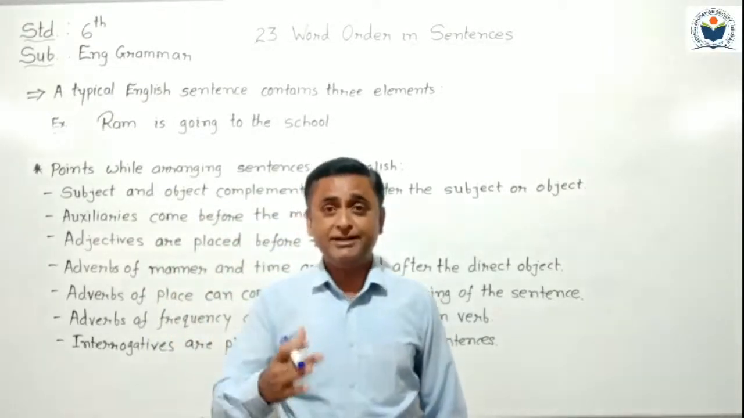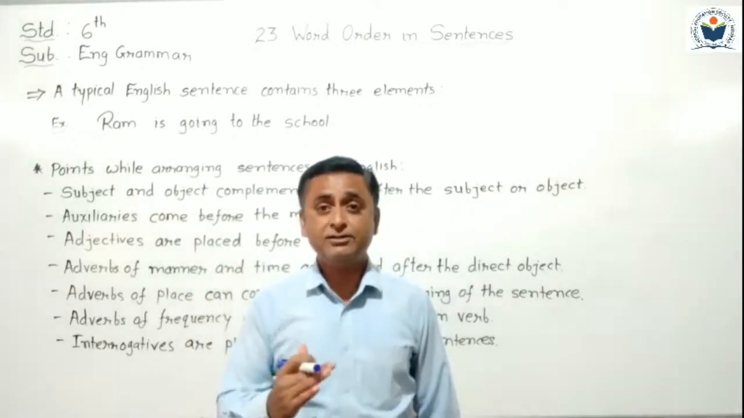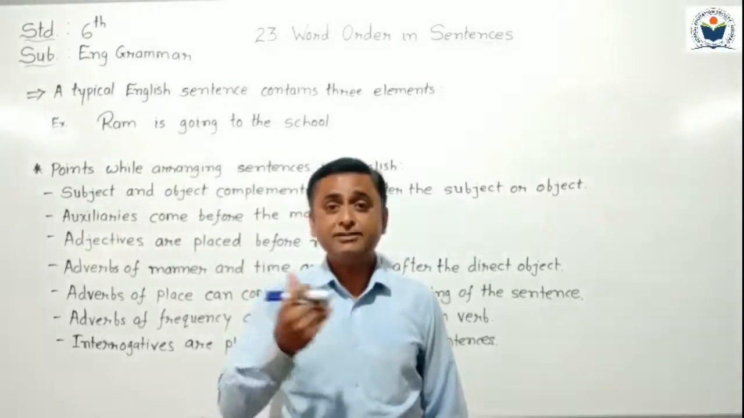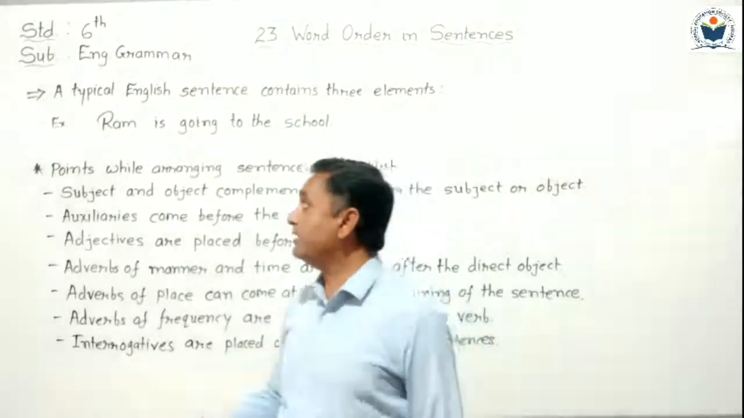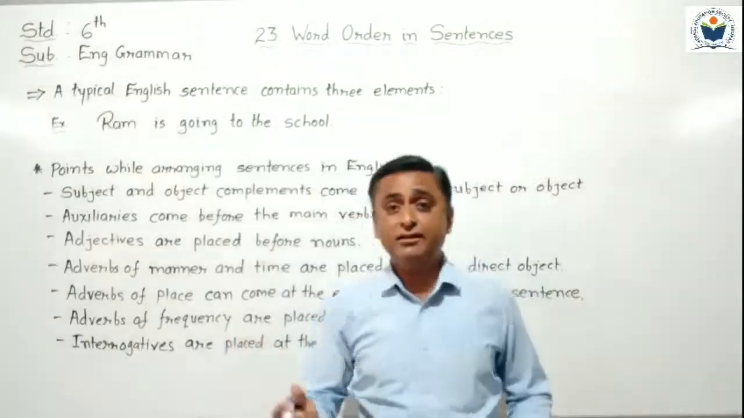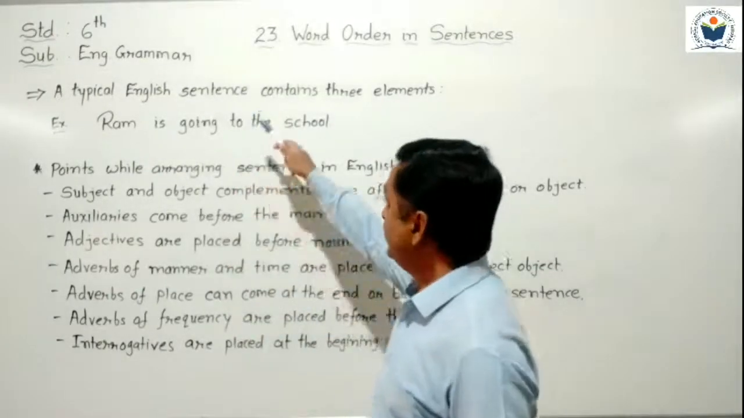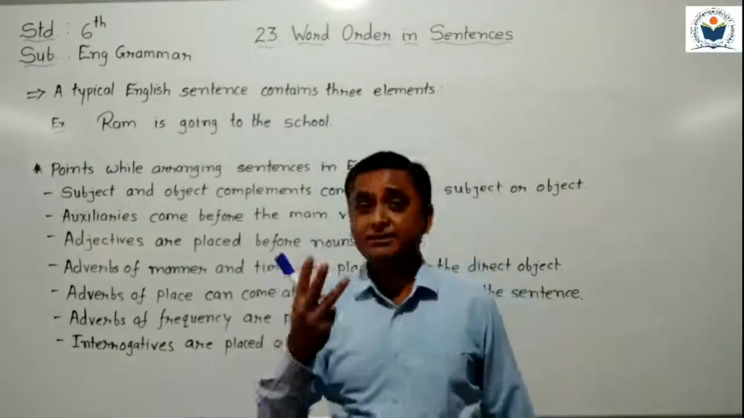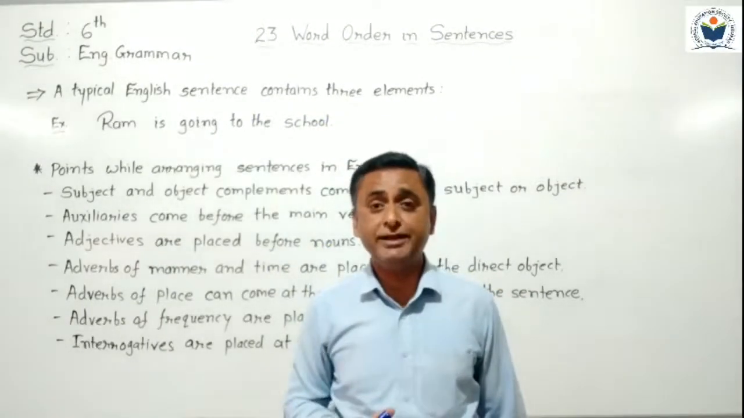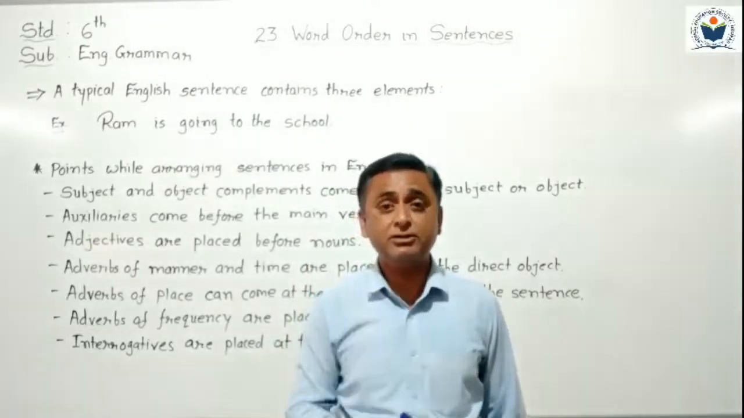So, in lesson number 23rd, word order in sentences, we have to understand which word we have to put where. Okay? So let's start our study about it. First of all, a typical English sentence contains 3 elements. As we learned in our previous lesson, all English sentences contain 3 elements. Any sentence of English has mainly 3 elements. We have to understand which 3 elements.